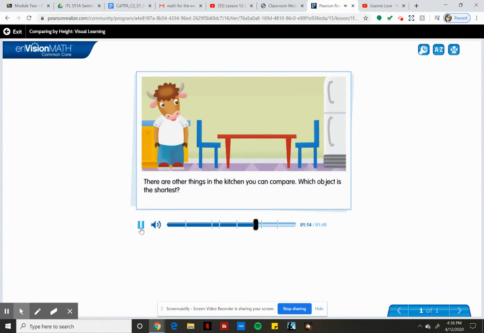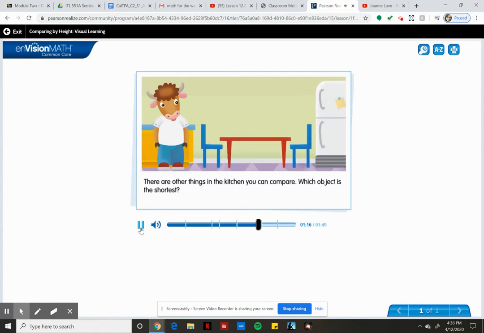There are other things in the kitchen you can compare. Which object is the shortest? So scholars, to discover what object is the shortest, we're going to look at the top of everything in Bob's kitchen, and we're going to decide which top has the smallest height. Which one is the smallest or the shortest? The table is the shortest.